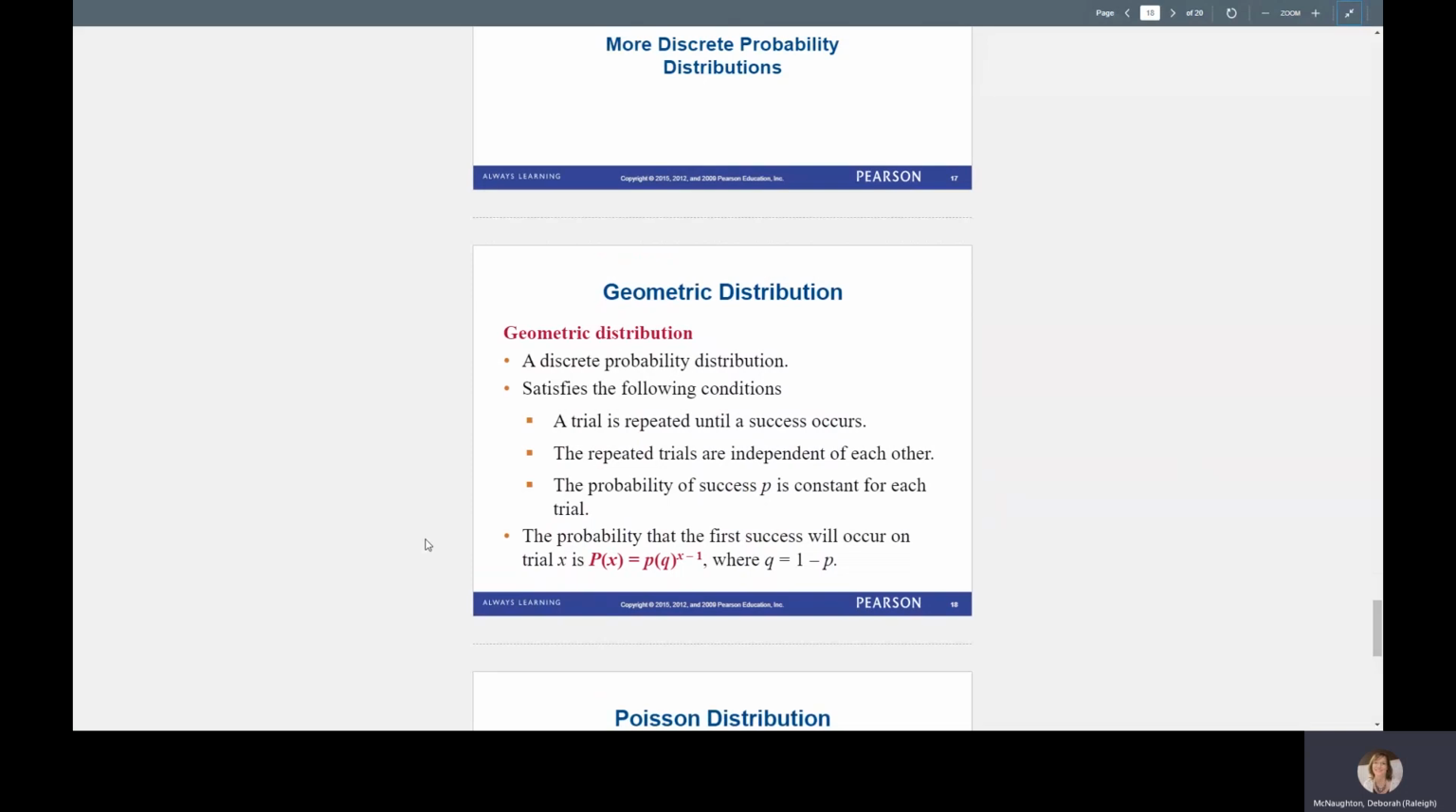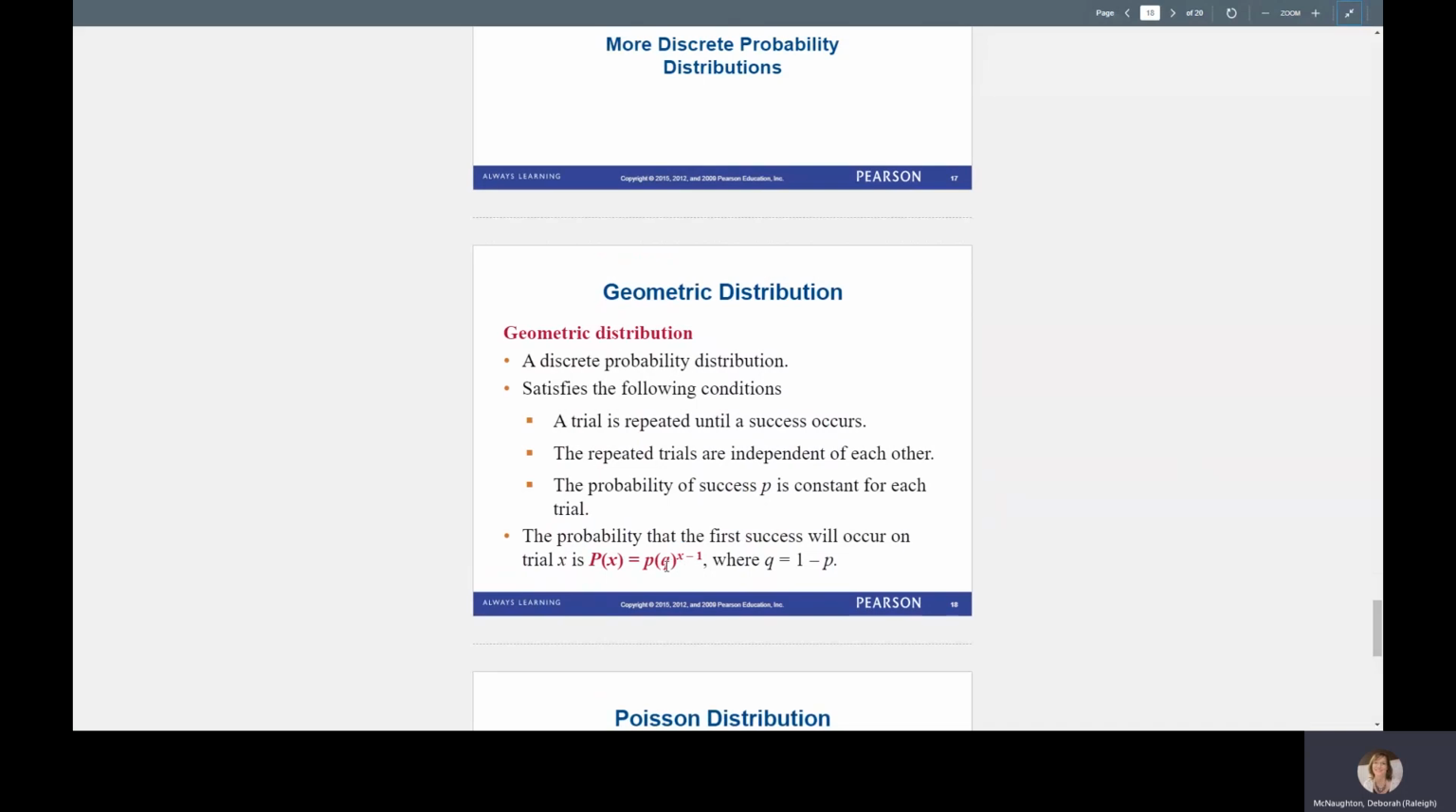So this is similar to the binomial distribution in that it is a discrete distribution. A trial is repeated until a success occurs. The repeated trials are independent of each other. The probability of success is constant for each trial. And the geometric distribution calculates the probability that the first success will occur on trial X. So the probability the first success occurs on trial X is P times Q to the X minus 1. And this makes sense because I have one success and I have X minus 1 failures.